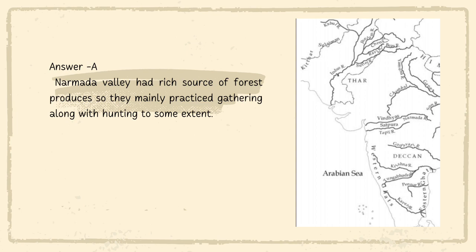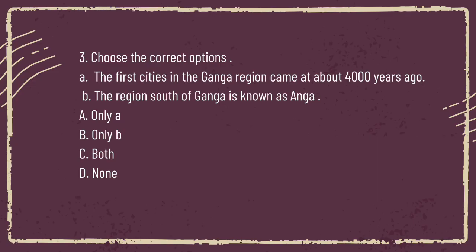So this goes with the answer. Let's quickly move to the third question. Choose the correct option. A. The first cities in the Ganga region came at about 4,000 years ago, and B. The region south of Ganga is known as Ang.